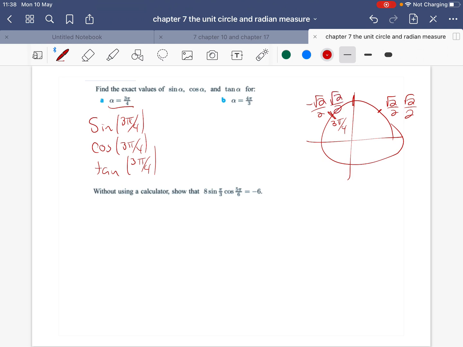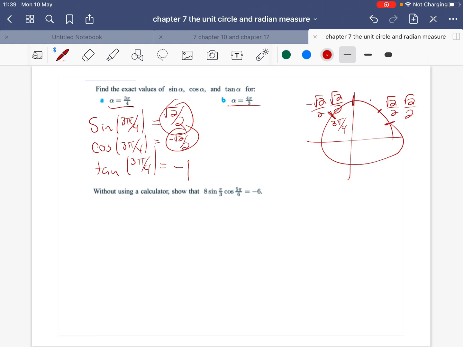This one was root 2 over 2, root 2 over 2. This is negative root 2 over 2, root 2 over 2. So sine of 3 pi over 4 is root 2 over 2. Cosine of 3 pi over 4 is negative root 2 over 2. And tangent of 3 pi over 4 is this over this, which is just negative 1.